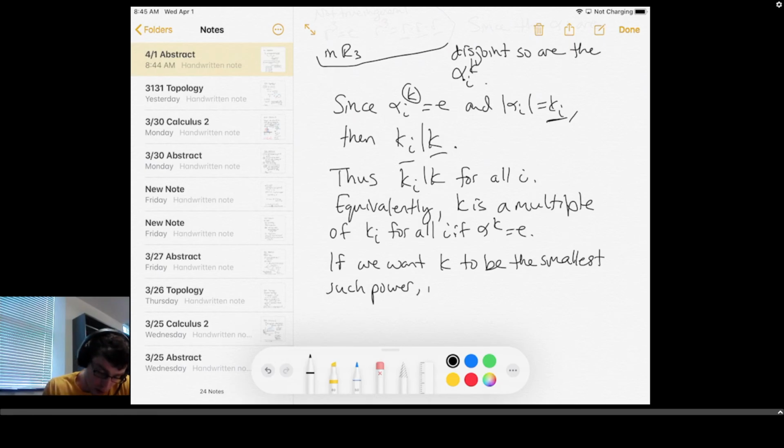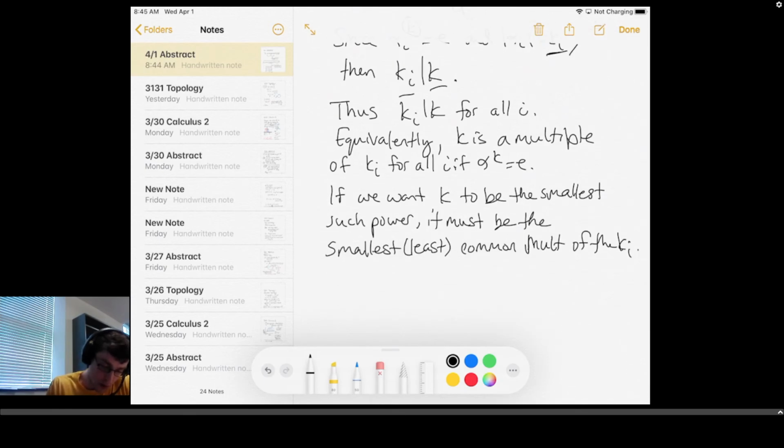Smallest such power, it must be the least common multiple of the k_i's. So the order of alpha is equal to the LCM of the k_i's. Does that make sense? Questions on that?